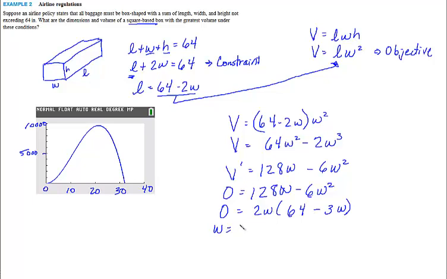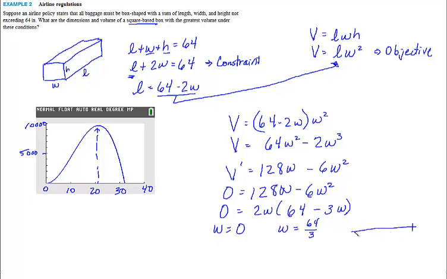W is either going to equal 0. Well, that would be a really skinny box then, wouldn't it, if the width were 0. Or W is going to be equal to 64 over 3, which is not an even number, it's just a little over 20 or so. Which, oh gosh, look right here, a little over 20 or so is where this maximum occurs.